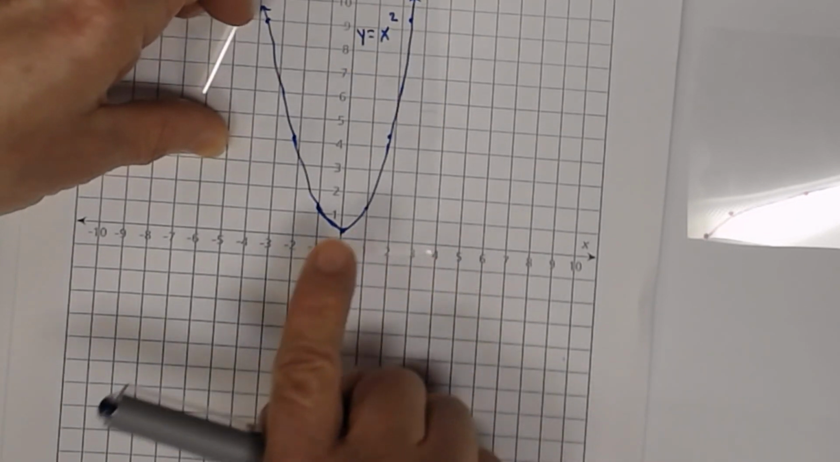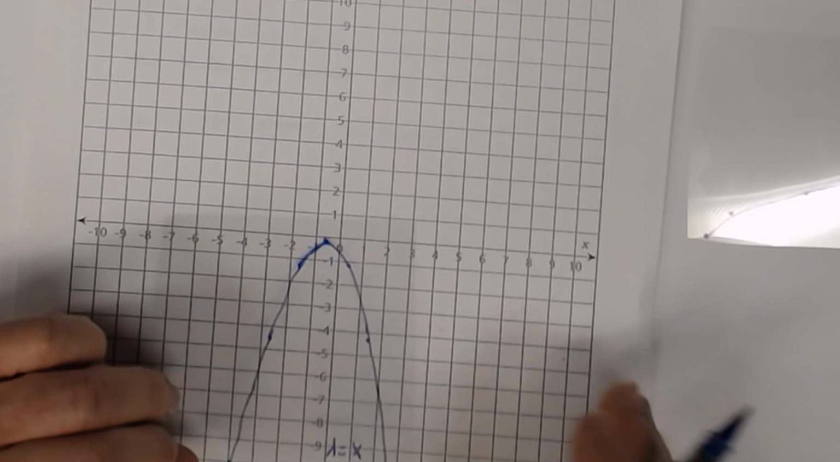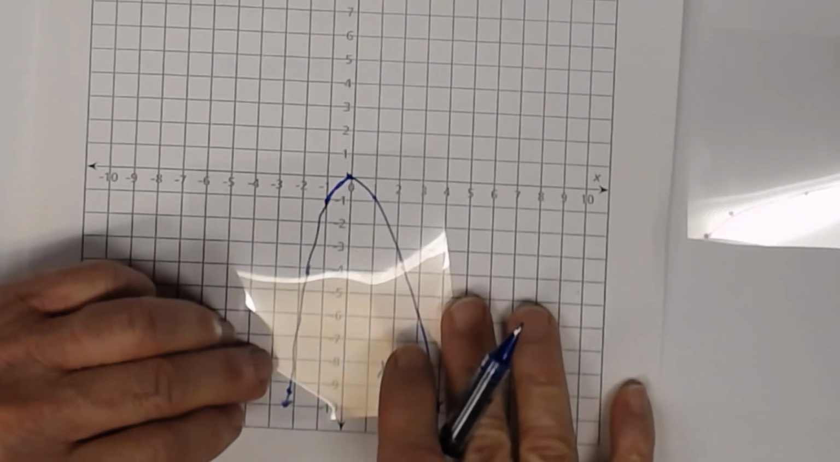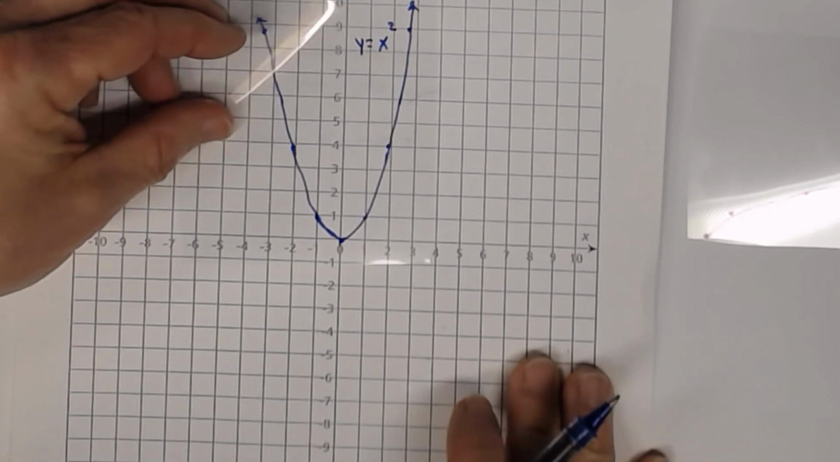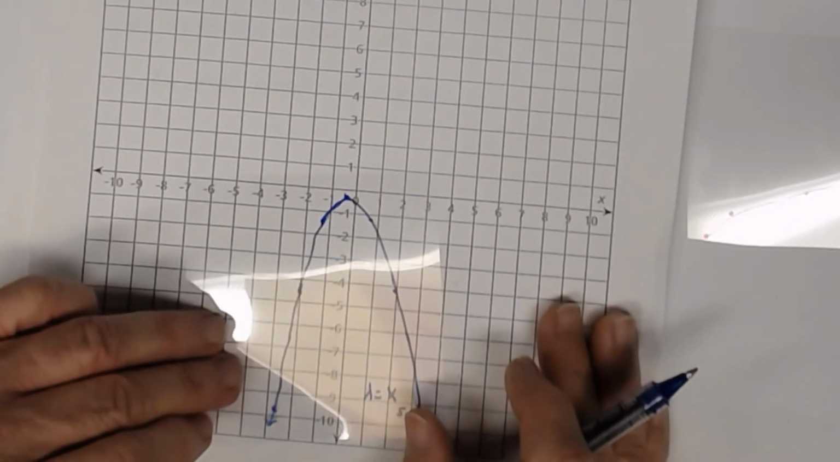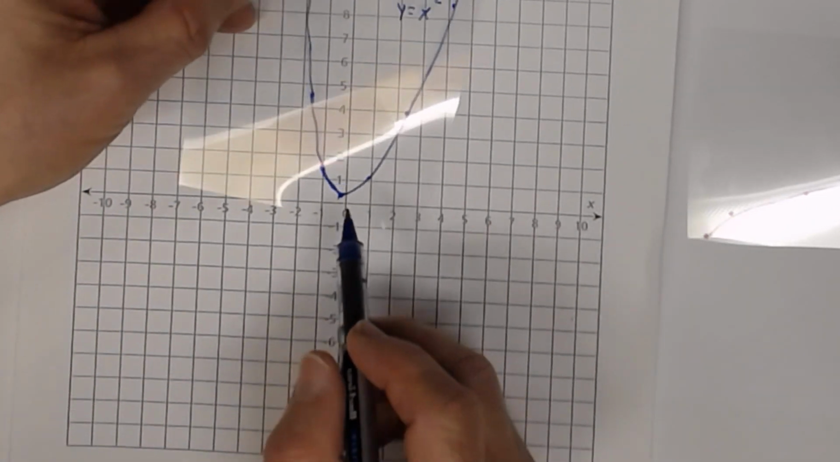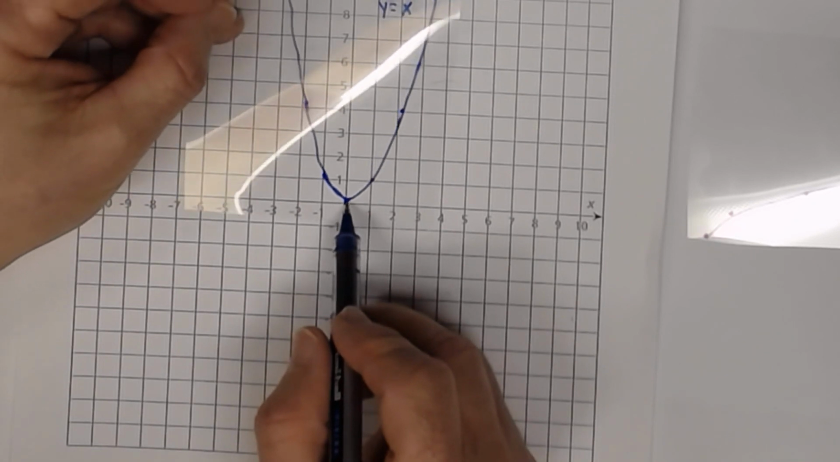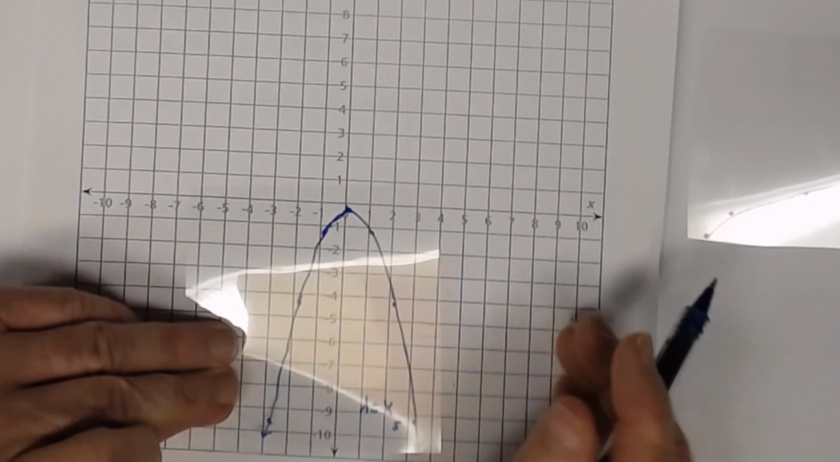When you reflect something about the x-axis, I want you to notice what happens. I'm going to reflect it about the x-axis, and notice it looks like this. So instead of pointing up, when you reflect this about the x-axis, it now points down. Notice though, the vertex of this parabola, which is at the origin, stays at the origin, right?